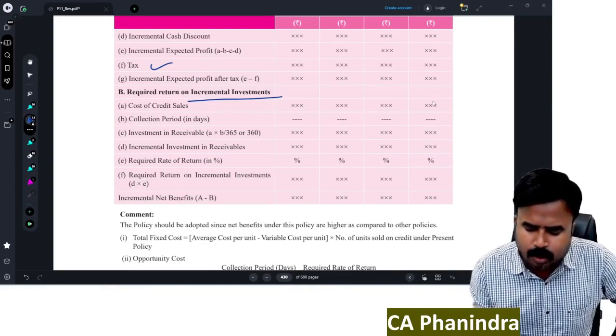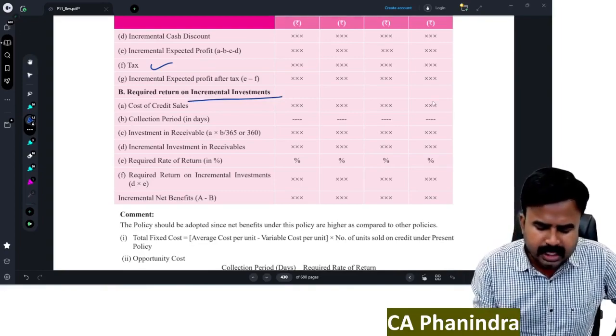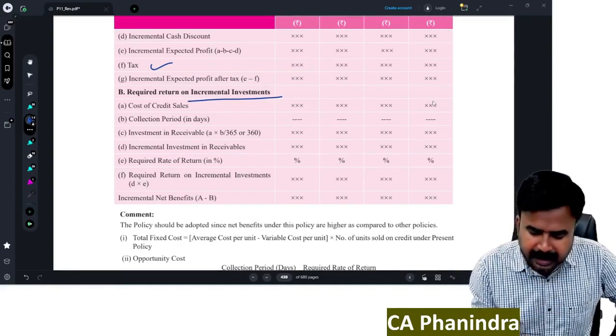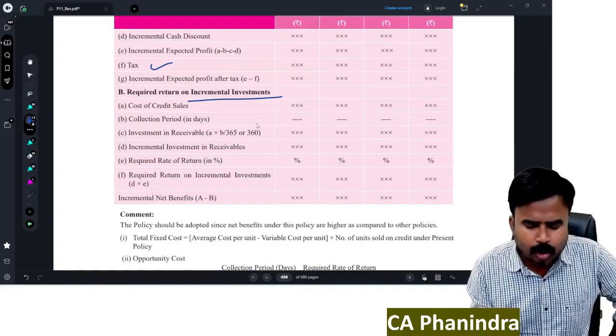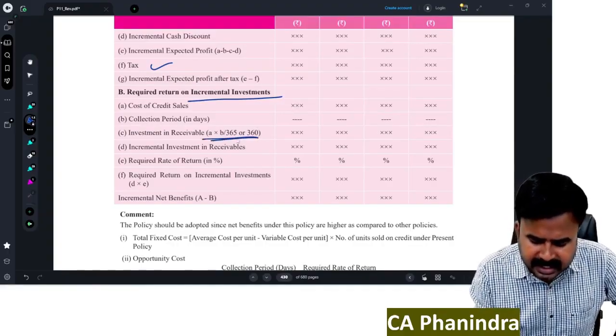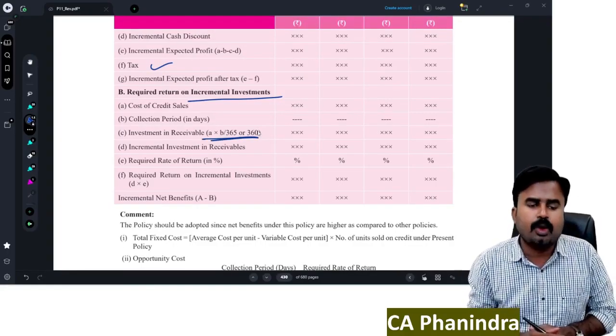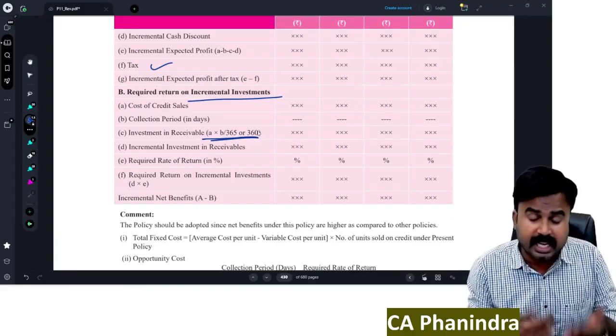Cost of credit sales, right? The cost of credit sales for every column with respect to each credit policy. Collection period in days, write it. Investment in receivables: A into B divided by 360 or 365. Okay, A into B divided by 365 or 360. This is investment in receivables on the basis of revenue or on the basis of sale value.